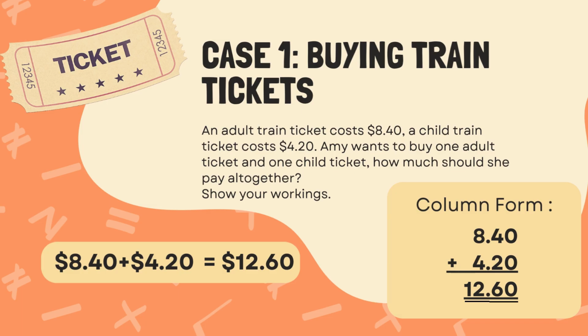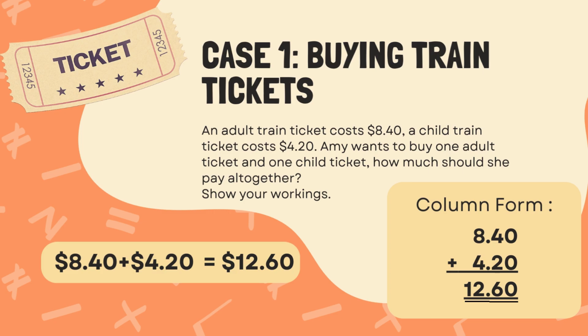Remember to add the dots in between the numbers. Once you've aligned all the numbers according to the dots, we should start from the right side, moving on to the left side. So first, 0 plus 0 equals 0. Then, 4 plus 2 equals 6. And finally, 8 plus 4 equals 12. And remember, you have to add another digit to the answer because the answer is 12 and not 2.